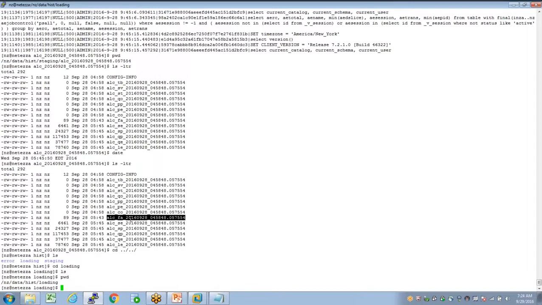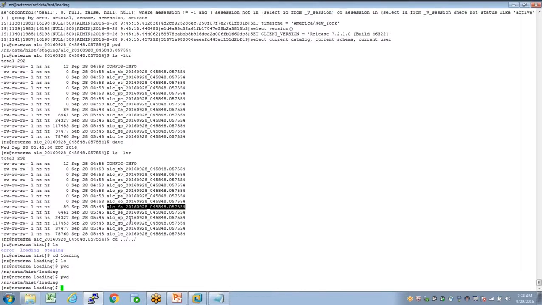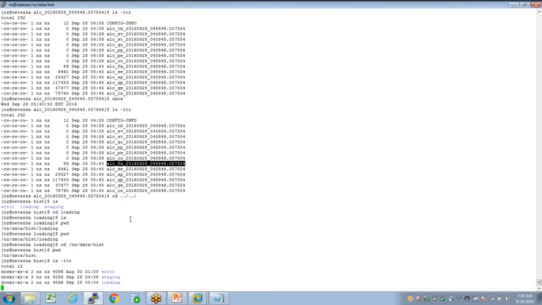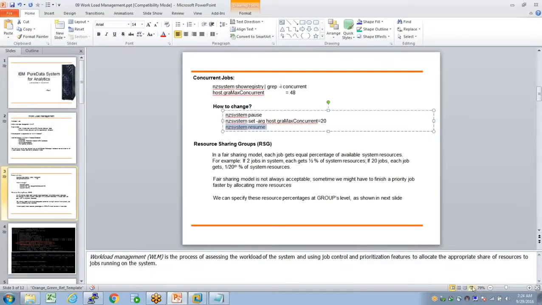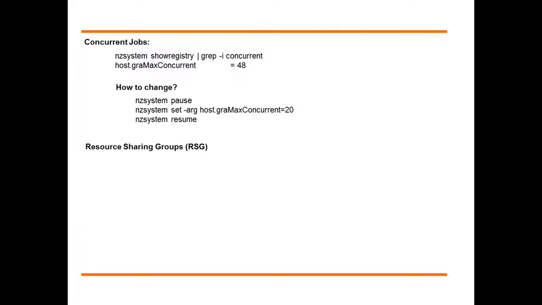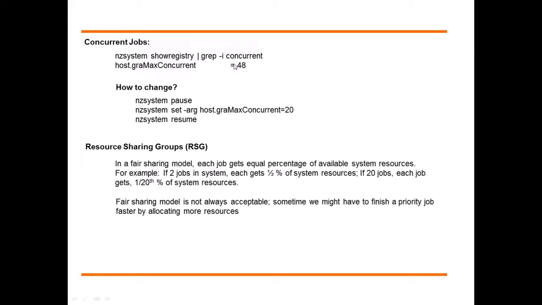So for this feature to work, we have to bounce, because this has to create two important directories, ng data hist. This directory was not there yesterday. So that's the first thing we need to know about. The important thing is the maximum number of concurrent jobs we can run. Next important thing is the load sharing tool.